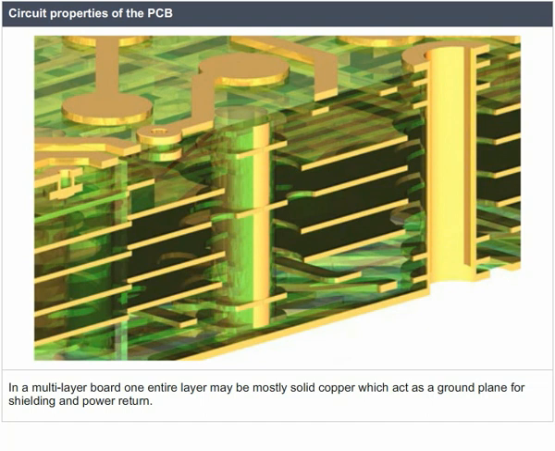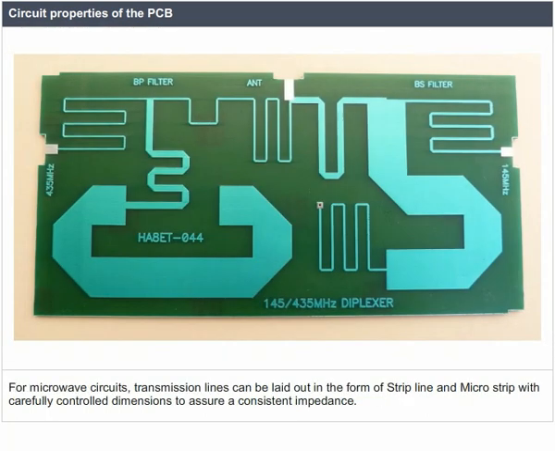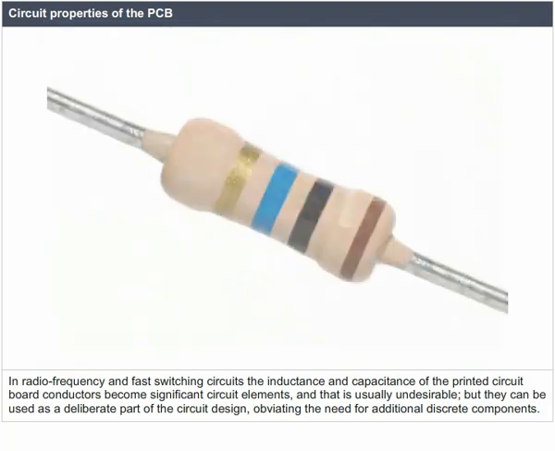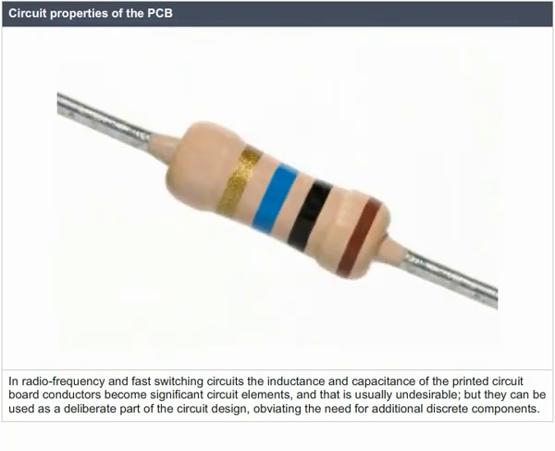In a multi-layer board, one entire layer may be mostly solid copper, which acts as a ground plane for shielding and power return. For microwave circuits, transmission lines can be laid out in the form of a strip line and microstrip with carefully controlled dimensions to assure a consistent impedance. In radio frequency and fast-switching circuits, the inductance and capacitance of the printed circuit board conductors become significant circuit elements, and that is usually undesirable. But they can be used as a deliberate part of the circuit design, obviating the need for additional discrete components.